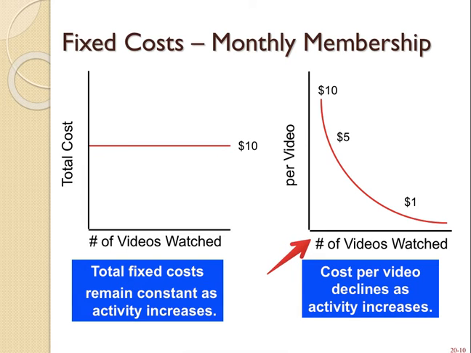So if we watch only one video, that one video is essentially costing us $10. But if we watch 2 videos, now each video is costing us $5 because we're taking that $10 membership and splitting it over 2 videos. And if we watch 10 videos, now each video is only costing us $1 because we're taking that $10 membership and spreading it out over 10 videos. So what happens on a per unit basis for fixed costs is that it goes down or declines as volume increases because you're spreading that cost out over more units.